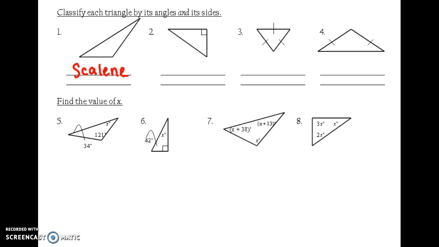And this angle, you can see that it is bigger than 90 degrees, so that is obtuse. For number 2, you see that this is a right angle, so that's a right triangle. And again, none of the sides are equal, so that is scalene.